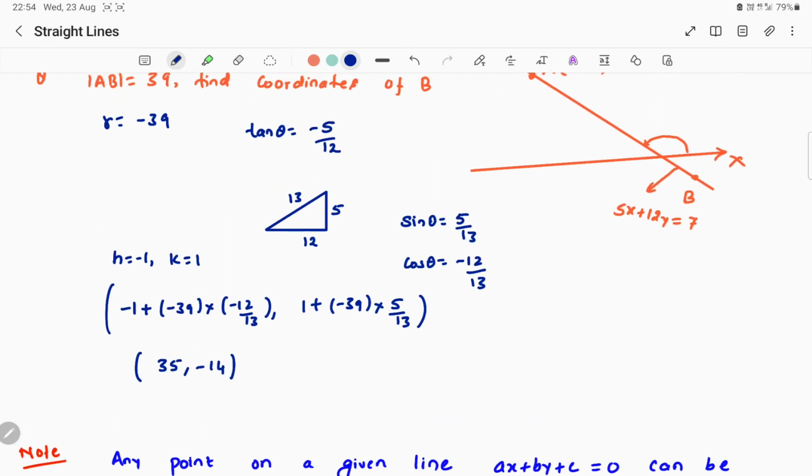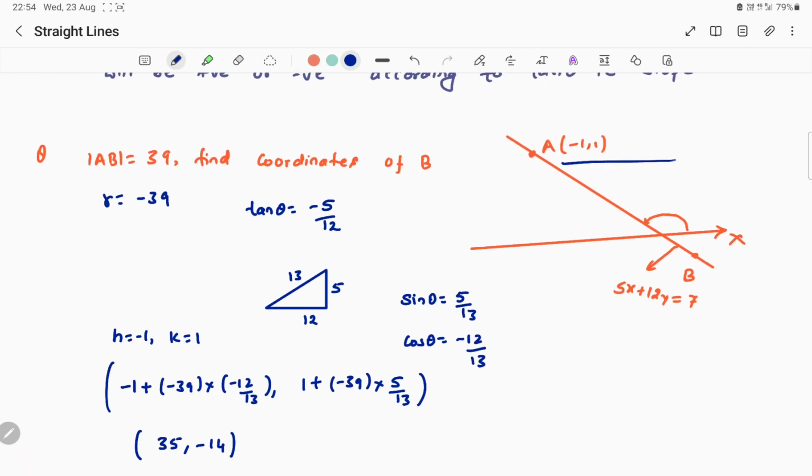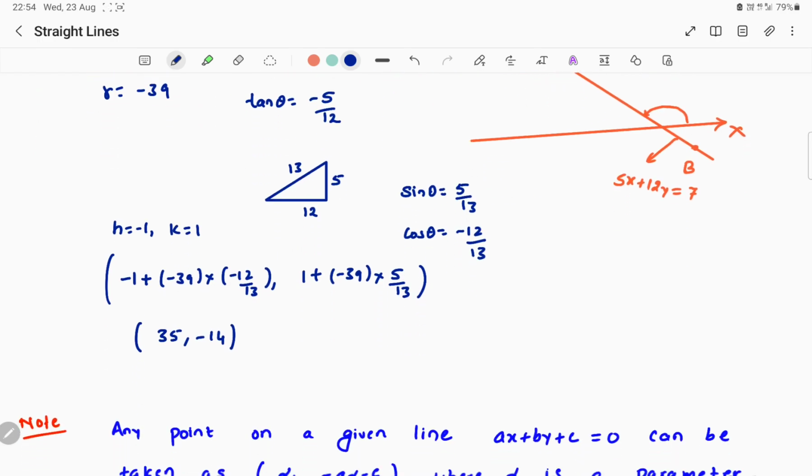And from the position of B also you can realize that its x coordinate should increase because it is on the right side, and its y coordinate should decrease, and it should even be negative because it is below the x axis. So from the answer also the same thing is coming, isn't it?